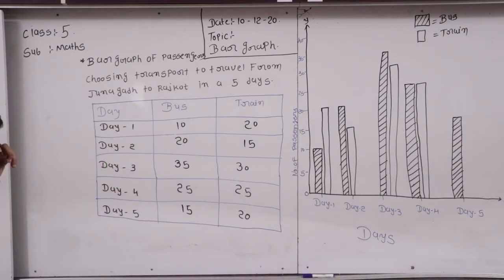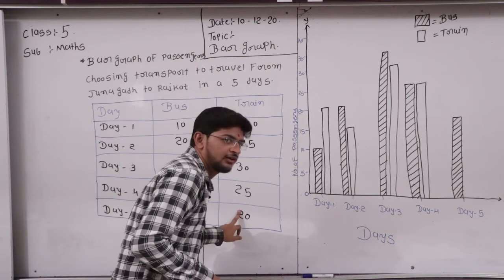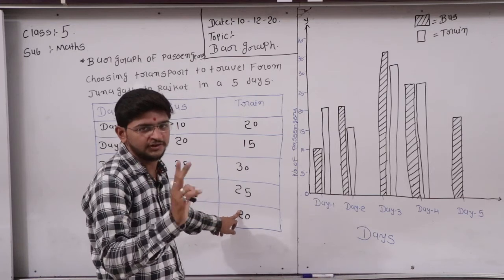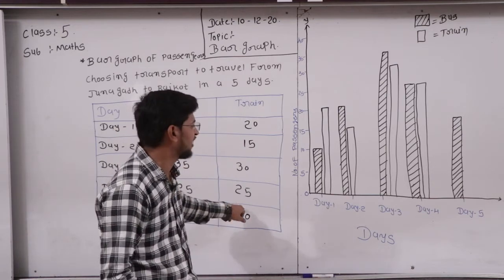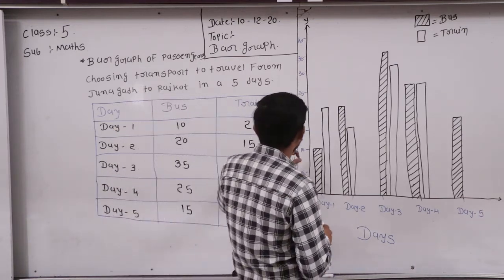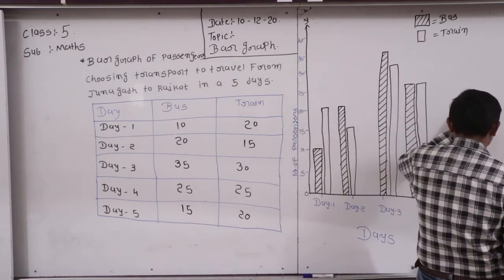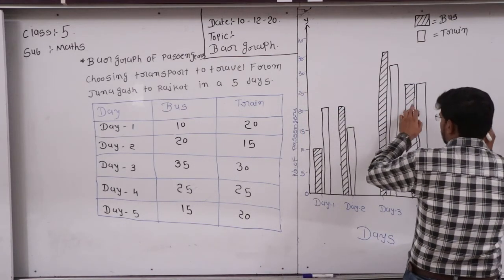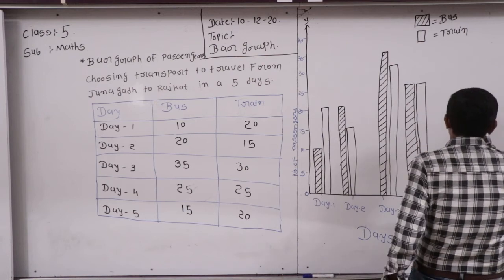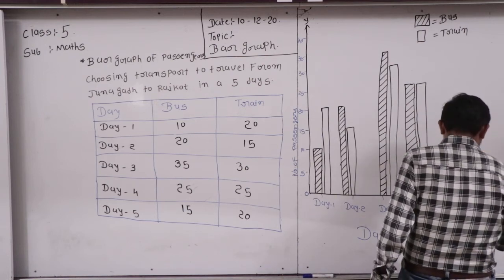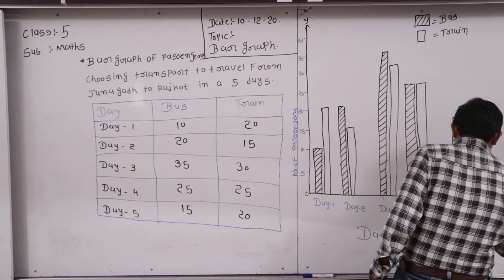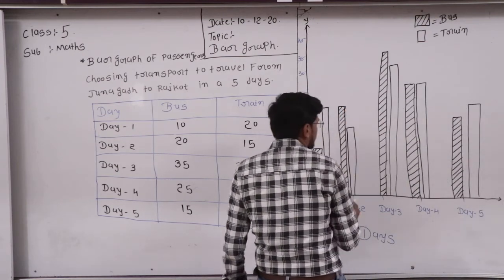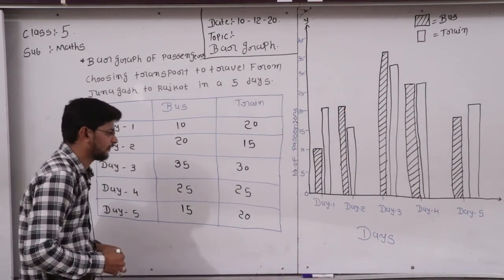And how many passengers choose a train on day 5? We can say that 20. So first what do we do? First we find out day 5 on the x-axis and 20 on the y-axis. Here is 20 and here is our day 5. So we draw here our bar graph. This is the train bar graph on day 5.